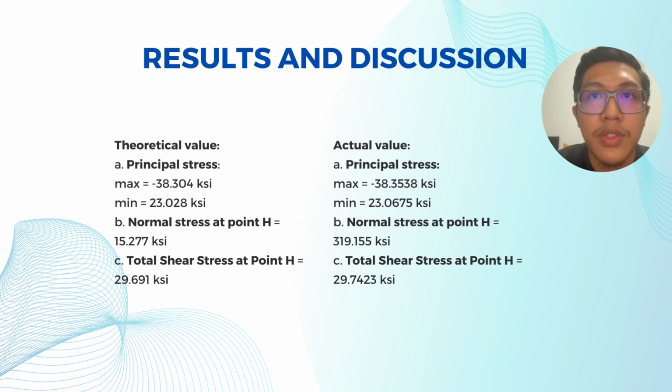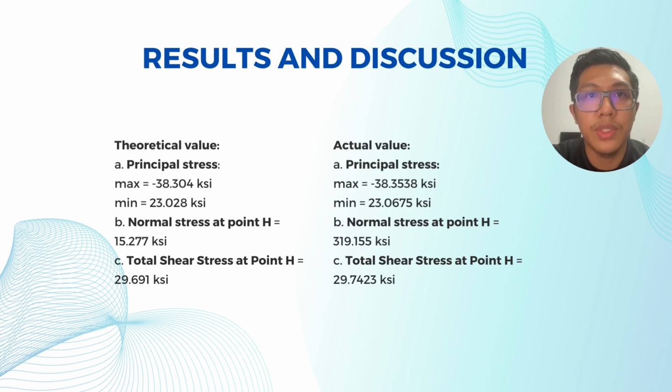And then the actual value: we got the maximum principal stress, which is negative 38.3538 KSI, while the minimum is 23.0675 KSI. And then the normal stress at point H is 319.155 KSI, and then the total shear stress at point H is 29.7423 KSI. This is the actual value we got inside the simulation.